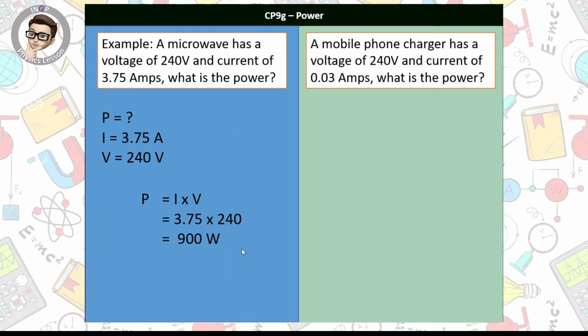Okay, time for you to have a go now. A mobile phone charger has a voltage of 240 volts and a current of 0.03 amps. Can you calculate the power for me, please? Pause the YouTube video here, have a go at this calculation, set it out in the same way, and then come back and we'll go through the answer.